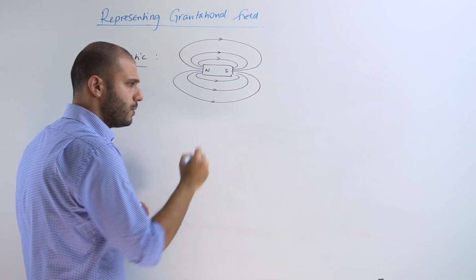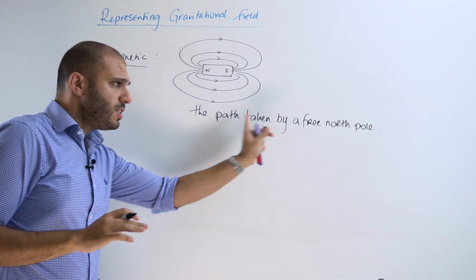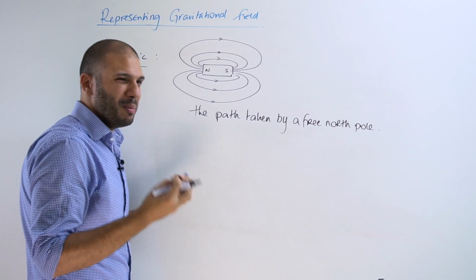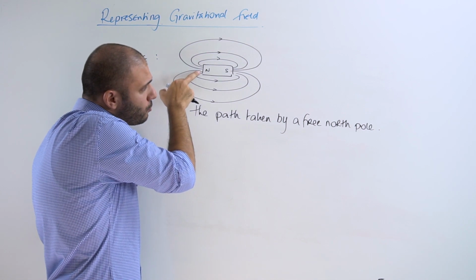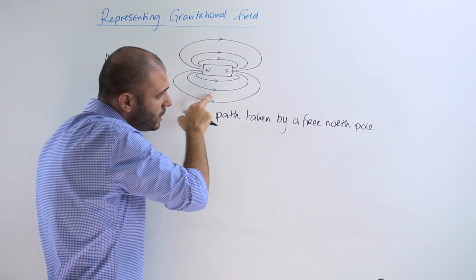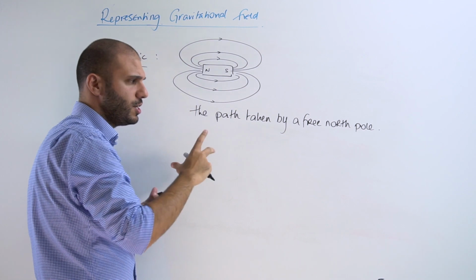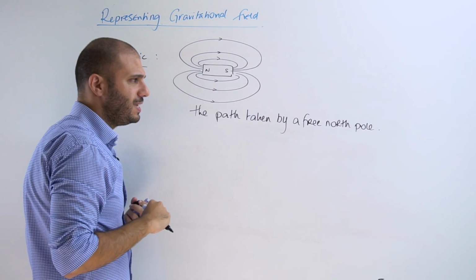Why? Because, very quickly, they used to indicate the path taken by a free north pole. What does a magnetic north pole do? A magnetic north would be repelled from the north side and be attracted towards the south pole. And those lines with direction represented such a path that would be taken.